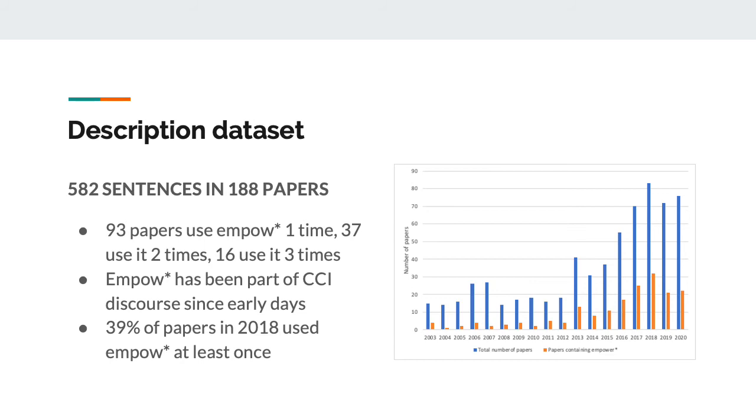And at the other end of the spectrum, there was one paper that uses it 61 times, but that's of course an exception. And in the figure on the right, you can furthermore see the total numbers of published papers, represented by the blue bars, as well as the number of papers that use the term empowerment at least once, represented by the orange bars. And the bottom line is that empowerment has always been a part of the CCI discourse since the first IDC conference, with a peak in 2018 when almost 40% of the published papers mentioned the term.